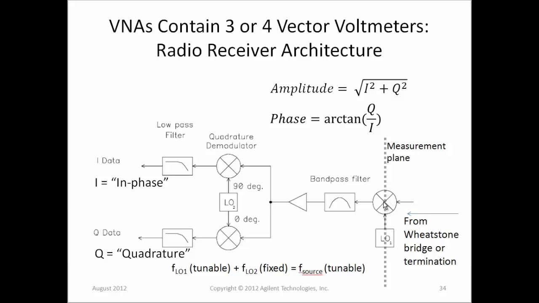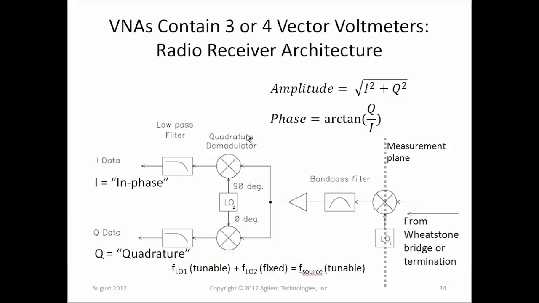You mix it with some kind of local oscillator and put it through a bandpass filter. This is what gives the VNA its great sensitivity, because you can have a narrow band detector, so you don't take in a lot of thermal noise. You put it through a second LO, where the sum of the two LOs is equal to the source frequency, and this has two components. It's a quadrature mixer which has a 90-degree phase offset. Again, you put it through a low pass filter, and you get the in-phase and quadrature voltages. So you can determine the amplitude and phase from these I and Q quantities using pretty simple algebra.